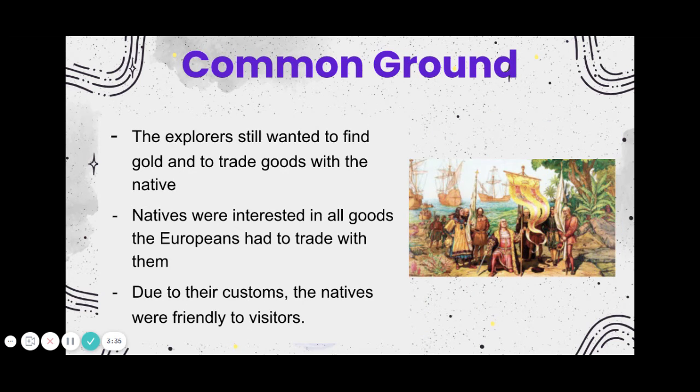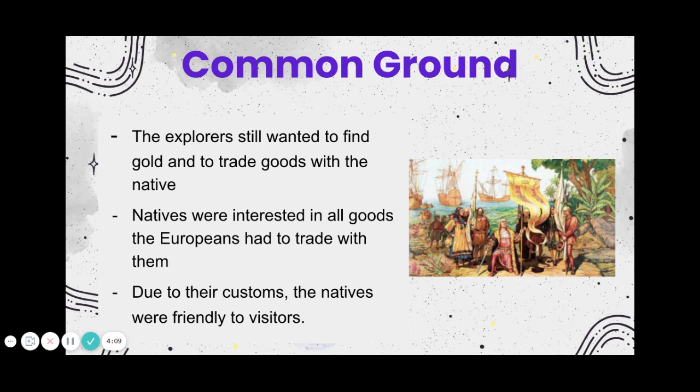Some things that they did agree on. The explorers still wanted to find gold. That was their main goal when traveling to the Americas, and they wanted to trade goods with the natives. The natives were also interested in all the goods that the Europeans had brought with them to trade because they brought such different things. I think both of these groups saw what each other made and brought, and since they're from completely opposite ends of the world, they were amazed that these things actually existed. So they did want to trade.